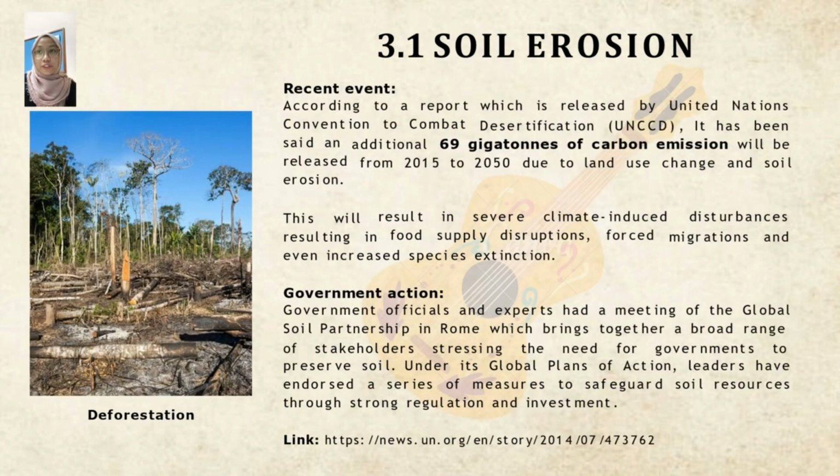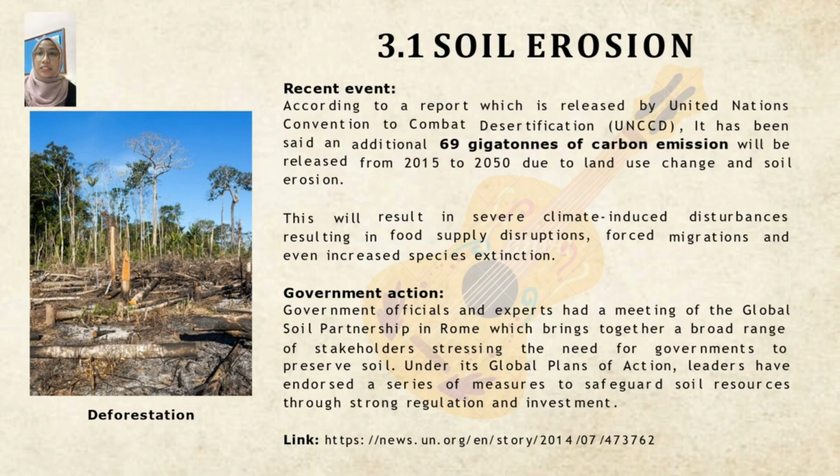Recent event for soil erosion. According to a United Nations Convention to Combat Desertification (UNCCD) report, an additional 69 billion metric tons of carbon emissions are expected from now to 2050 due to land use changes and soil erosion. This substantial increase may lead to severe climate-induced disturbance, causing disruption in food supply, forced migrations, and escalation in species extinction. So, what are the government actions?